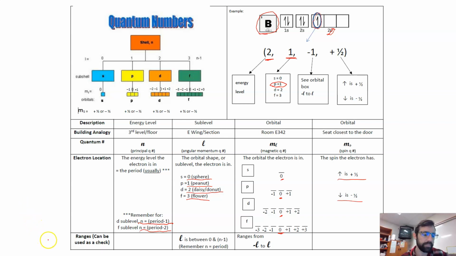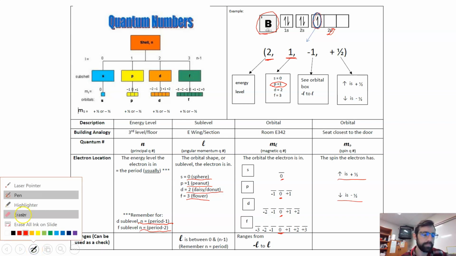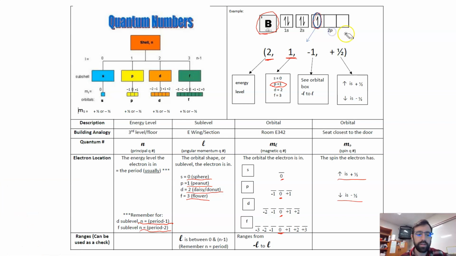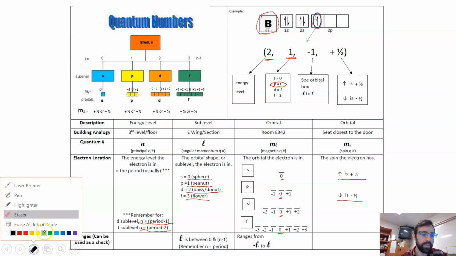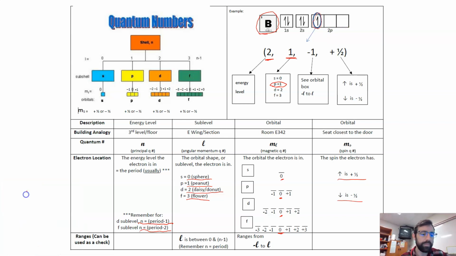And then we want to look at what box it's in. So remember, the one in the middle is always assigned 0. Then we have -1, and then we have +1. So this is on the left side. It's in that box, so that gives it the -1 value that we have here. And because the arrow is facing up, it's a +1/2.